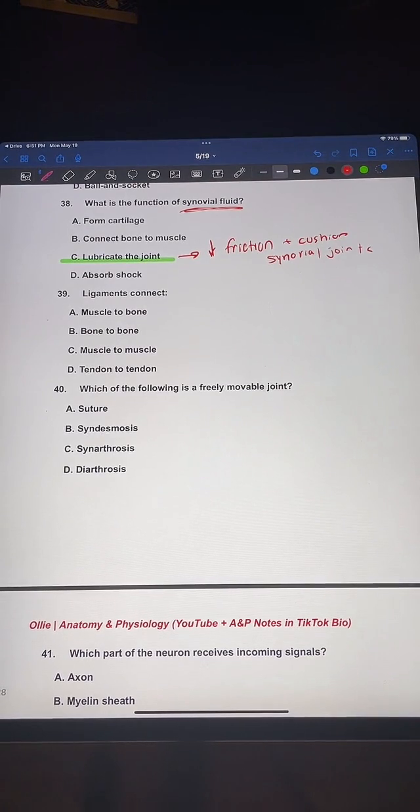39, ligaments connect. We kind of went over this at the beginning of the live stream.